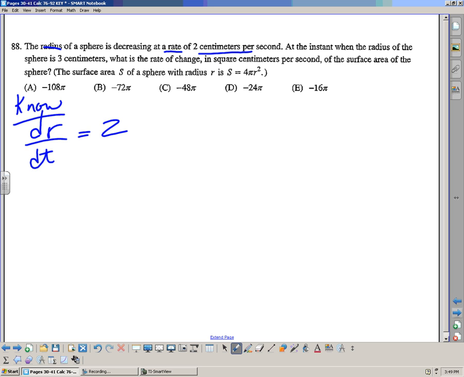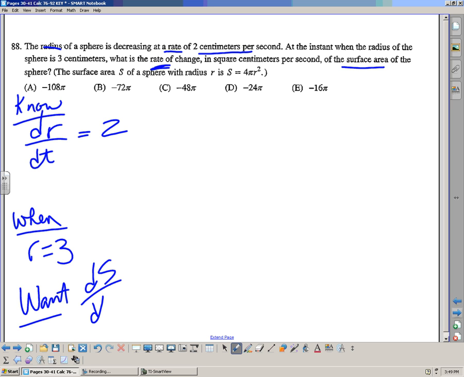At the instant when the radius of the sphere is 3, so this is the when, we know r is 3. What is the rate of change in square centimeters per second of the surface area of the sphere? So we want to find the rate of change of the surface area, which I want to call dS/dt. It's a derivative. So we know S is 4 pi r squared. This is a very easy related rates problem.